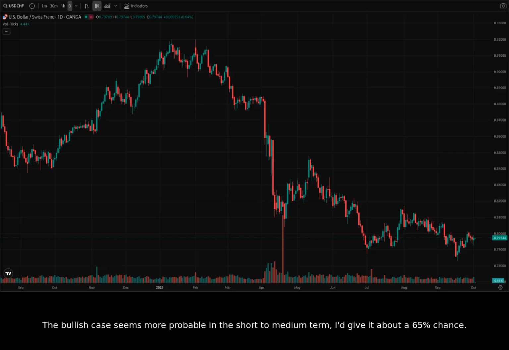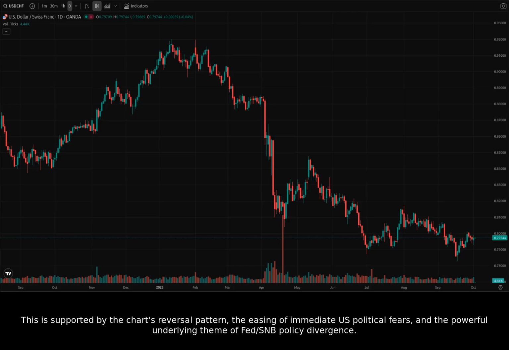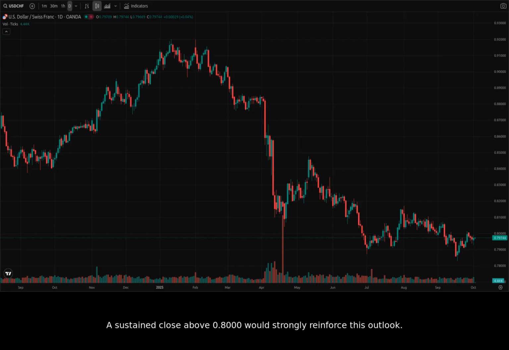Now for our unbiased predictions. The bullish case seems more probable in the short to medium term. I'd give it about a 65% chance. This is supported by the chart's reversal pattern, the easing of immediate U.S. political fears, and the powerful underlying theme of Fed/SNB policy divergence. A sustained close above 0.8000 would strongly reinforce this outlook.